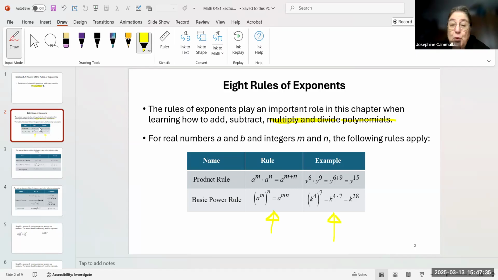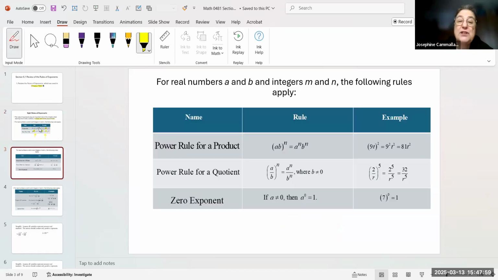One of which is the product rule. We are adding the exponents, but remember, the bases must be the same. In the power rule, we have a piggyback relationship, which means we're multiplying. Then we had a couple more rules.